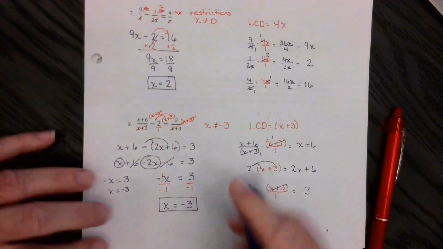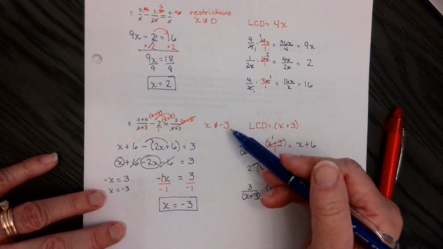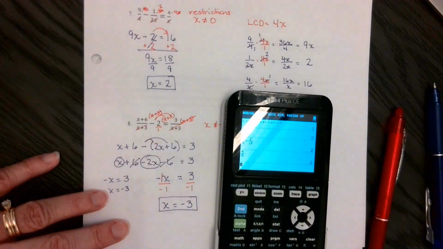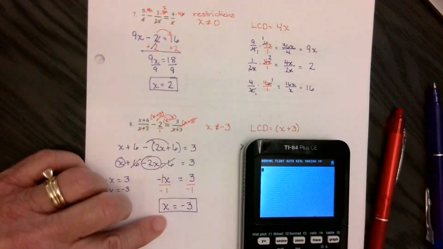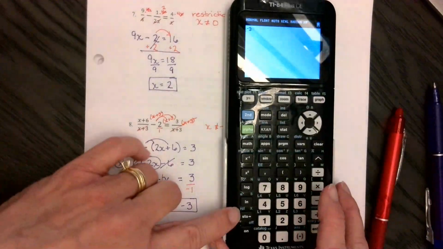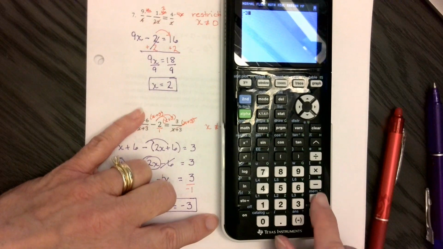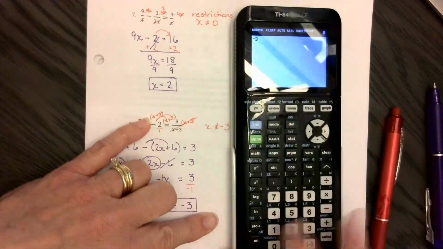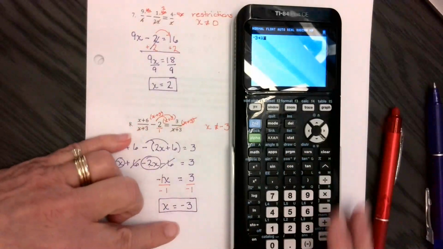Now, you'll notice that negative 3 is one of our restrictions. But let's say you didn't recognize that. If you check your answer, you go to your store button and say negative 3 store. Again, your store button is here. By the way, this is your negative sign, not this. This is your subtraction sign. These are your operations. That's your negative. So negative 3, your store button, STO, and your X.